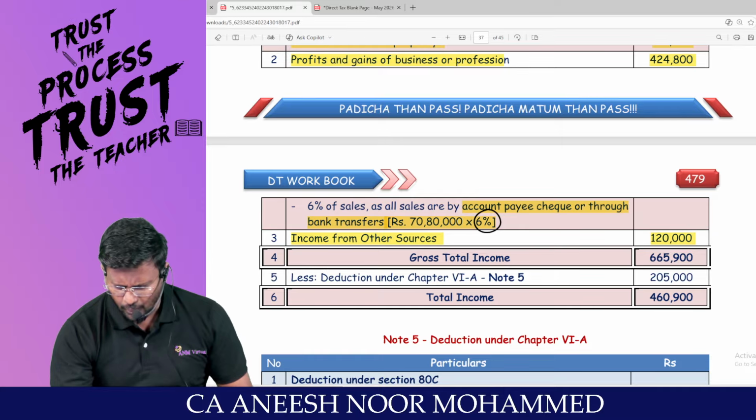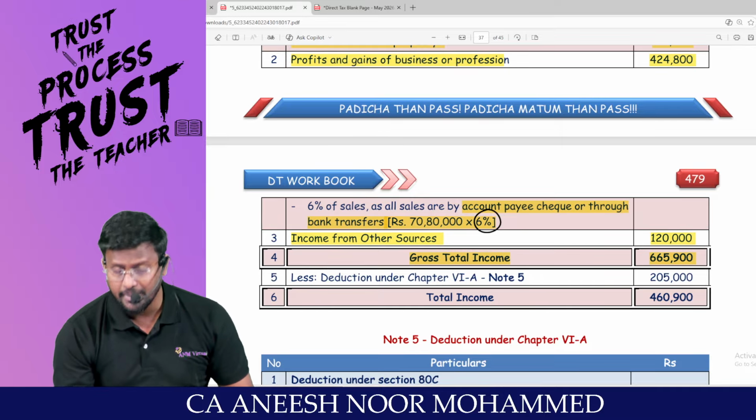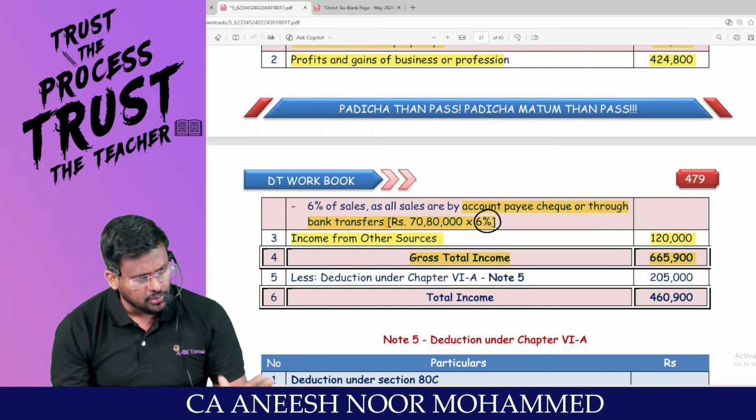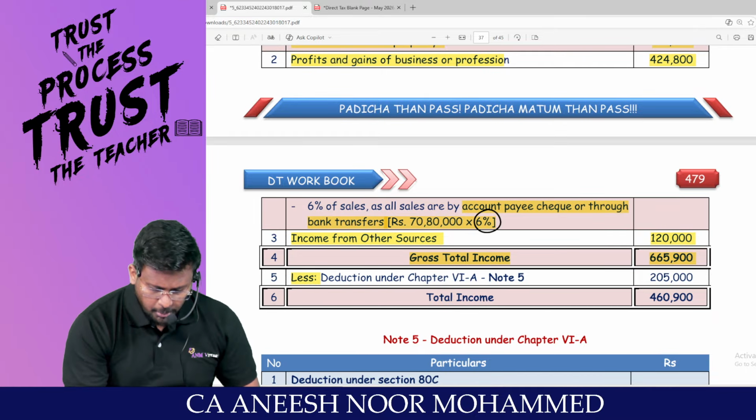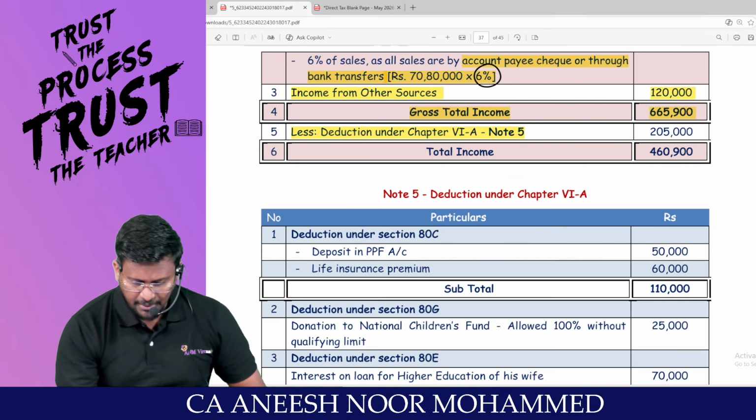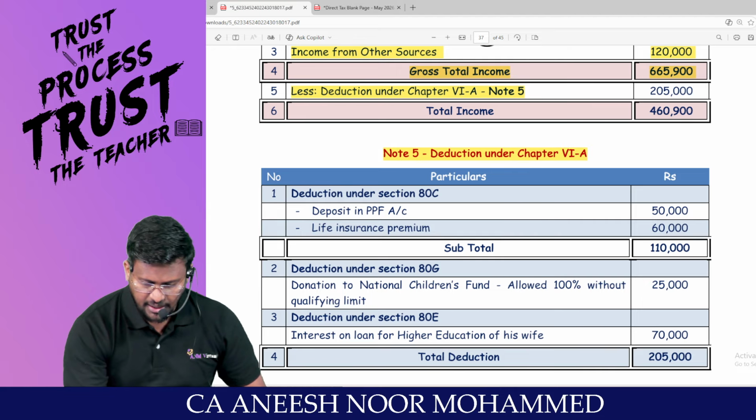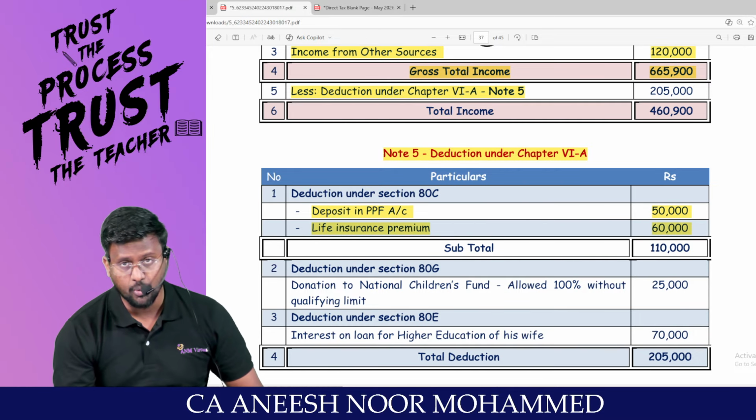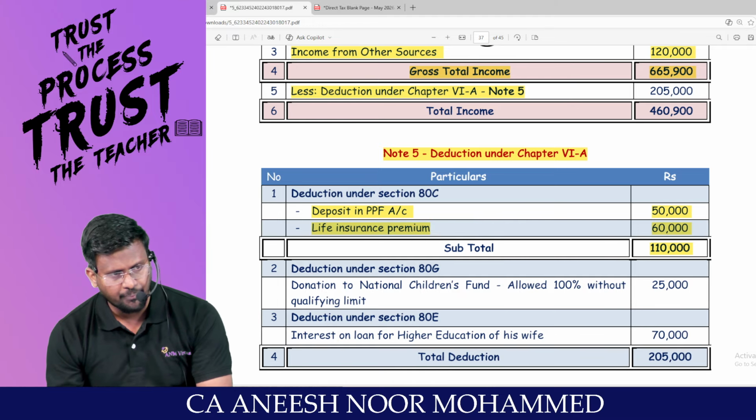Will not change. Same 1,20,000. Gross total income will be 6,65,900. Now, since you are going to travel through the optional tax regime, you are entitled to claim Chapter 6A deduction. What all is there in Chapter 6A? Sir, PPF you are entitled to get 80C. Life insurance premium you are entitled to get 80C. Subtotal 1,10,000, which is less than 1,50,000.